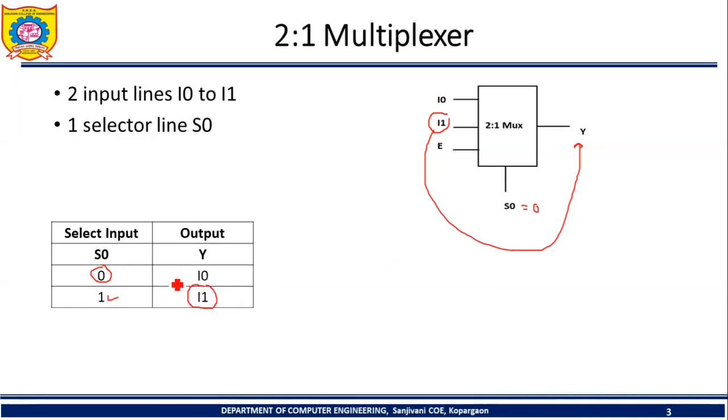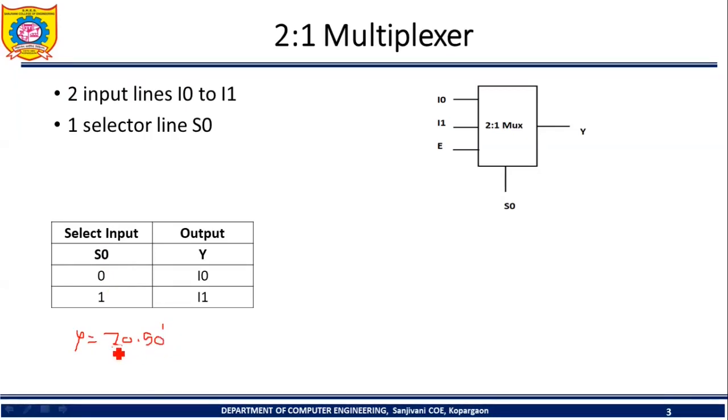The same thing is written in this particular table. Now from this table, is it possible for us to obtain a logical expression for this output Y of the 2:1 mux? Let's try to write the logical expression for this output Y. So output Y is equal to I0. The output is I0 whenever the value of S0 is 0, so here I will take S0 prime.